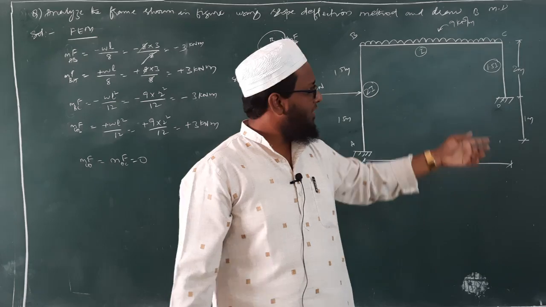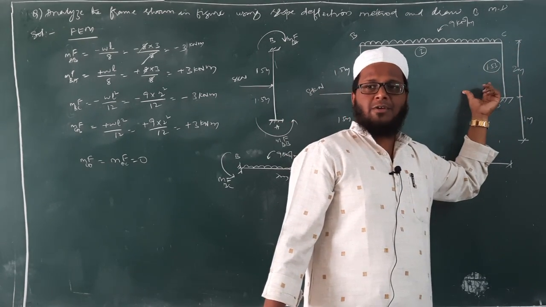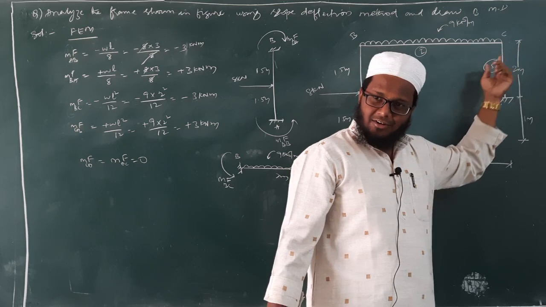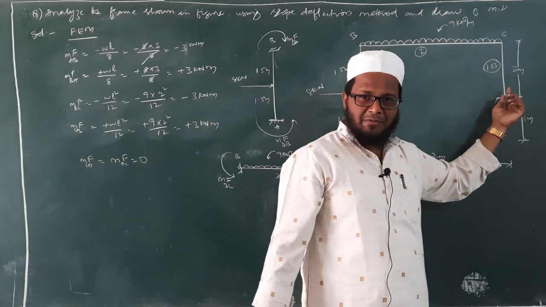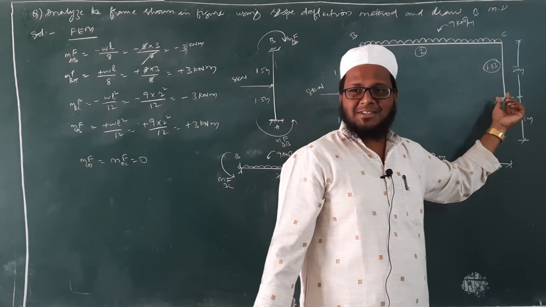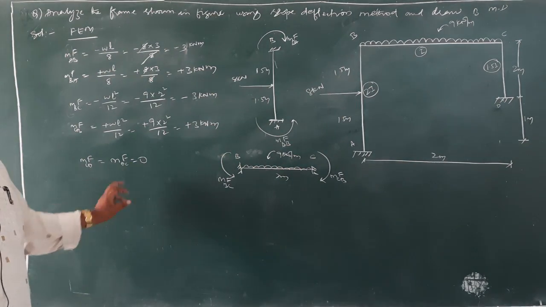Don't say that, okay? Substitute. If we have UDL here, in this particular problem we do not have any horizontal loading on the vertical member CD. That is why MF CD and MF DC is equal to 0. Okay, right. So copy down this one.